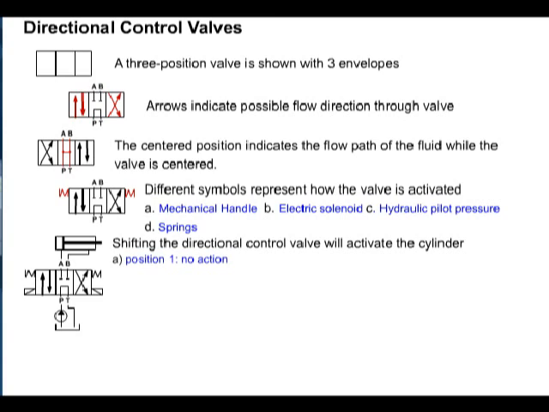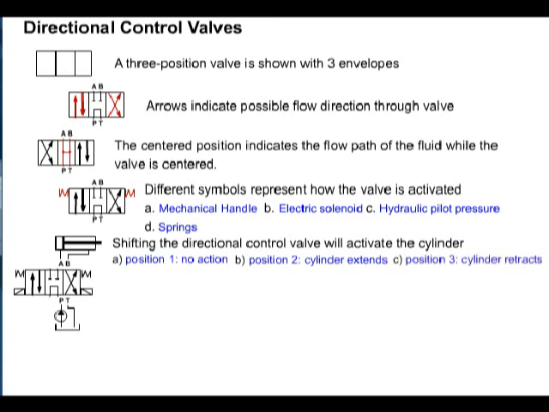When we shift the valve to position 2, fluid now flows from P to A, extending the cylinder. Shifting to position 3 shows flow now from P to B, and from A to T, and the cylinder retracts.